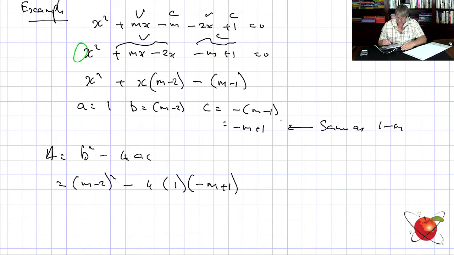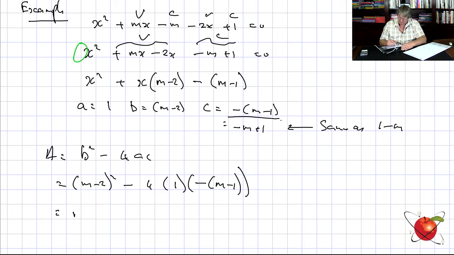Now, just let me rewrite that properly. Okay. It's going to be minus times m minus 1. I'm taking it like that, okay? Just for whatever. That's going to be m minus 2 all squared, okay?